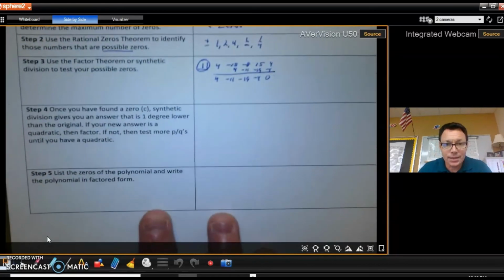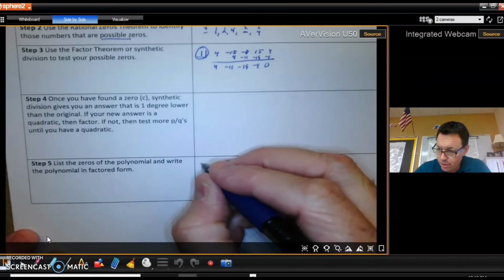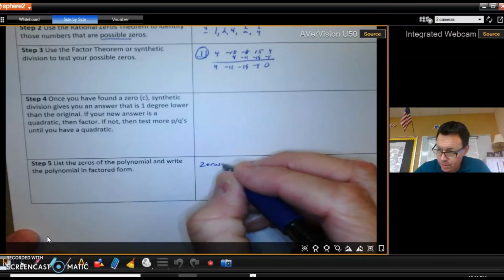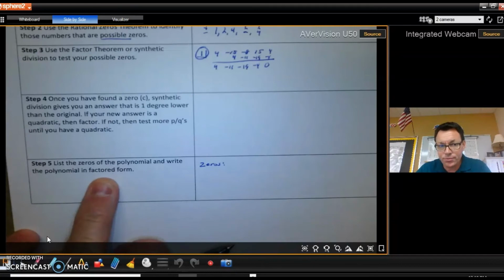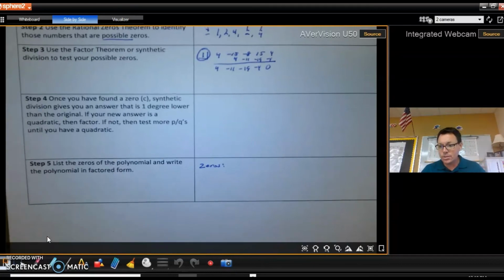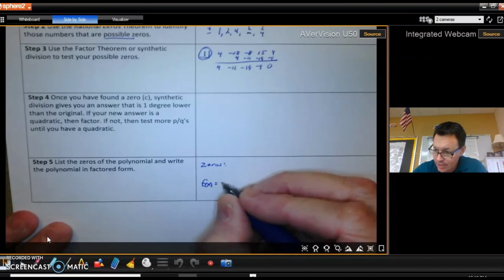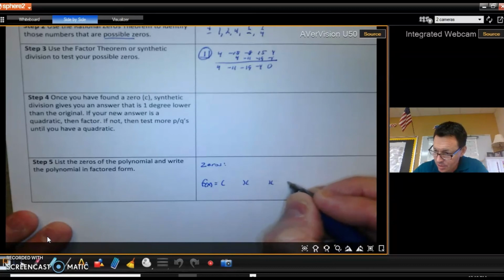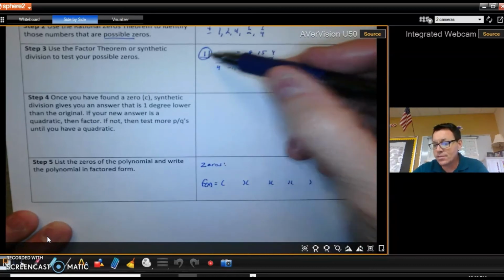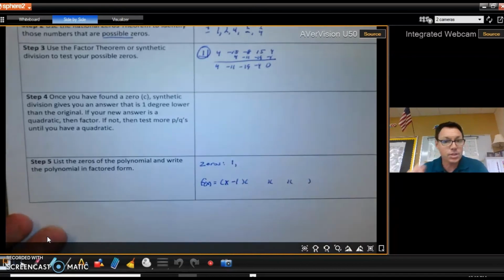If you look at the bottom, it's going to say, list the zeros, so I should have 4 zeros, but also write the polynomial in factored form. So we want to rewrite our function as a set of parentheses times a set of parentheses times a set of parentheses times one more. Okay? So if positive 1 is one of my zeros, that means x minus 1 is one of my factors.